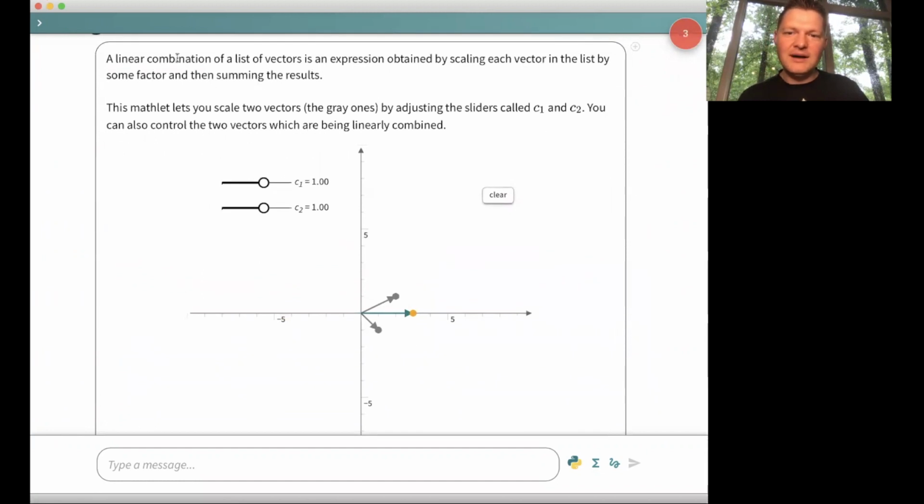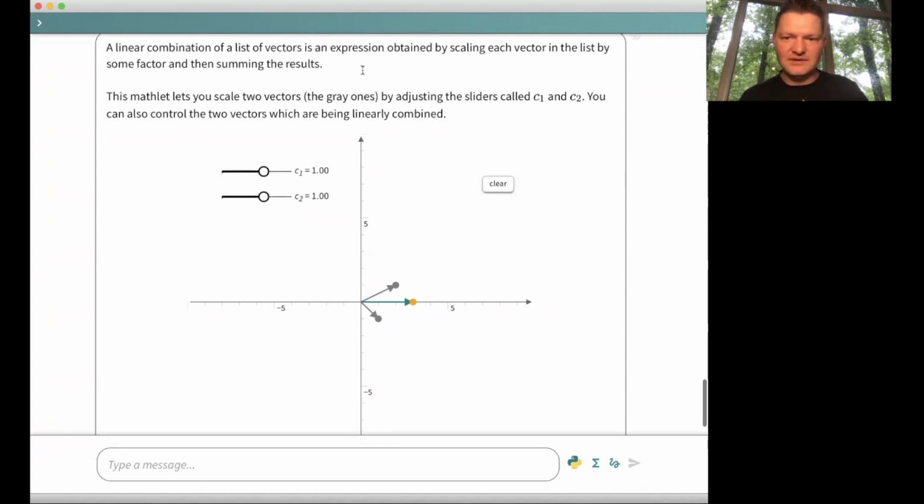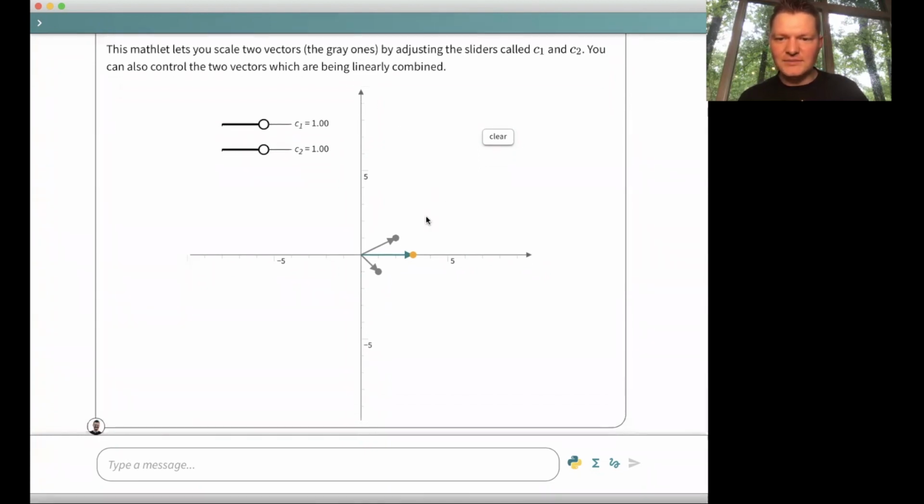So a linear combination of a list of vectors is an expression that's obtained by scaling each vector in the list by some factor and then summing the results. I want to jump straight to the geometric picture here. This gray vector and this gray vector are being added. One of the first one plus one of the second one gives this particular teal vector with the orange head. The reason we have this orange head is that you can scale the vector by adjusting this slider and it will show you all the points that the head ends up at.